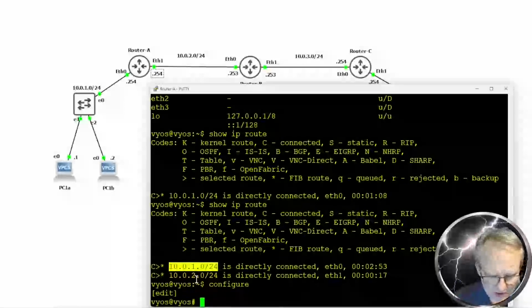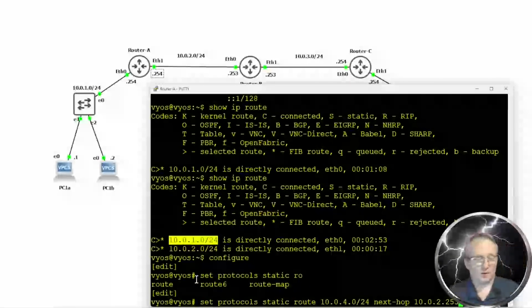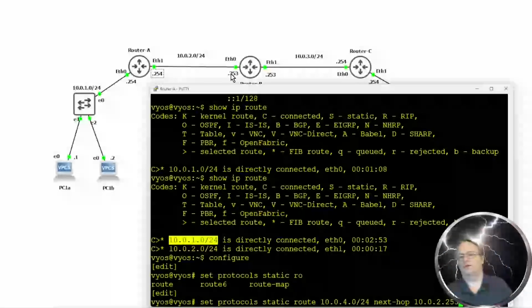So I'm going to go ahead and I'm in configuration mode. I've put in a command that says set a static route for 10.0.4. Anything that starts with the first 24 bits of 10.0.4, send it to 10.0.2.253. And if we look on the network diagram, 10.0.2 is the network between routers A and B, so 10.0.2.253 is Ethernet 0 on router B.